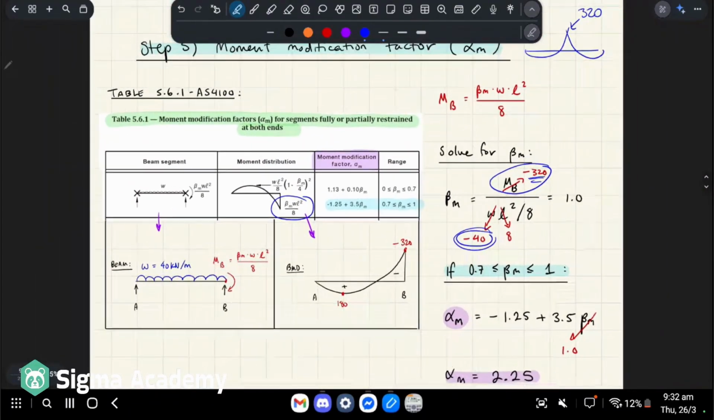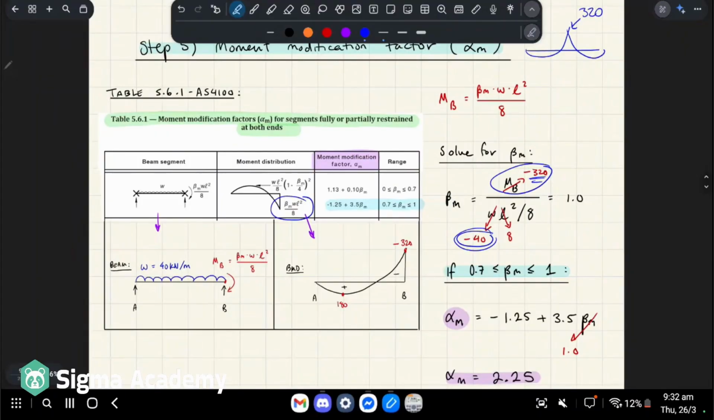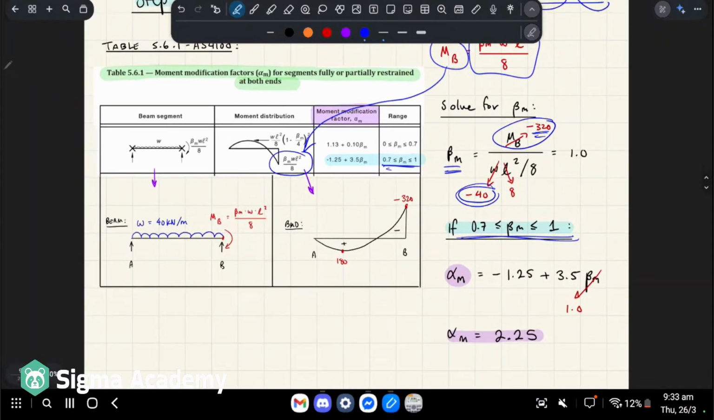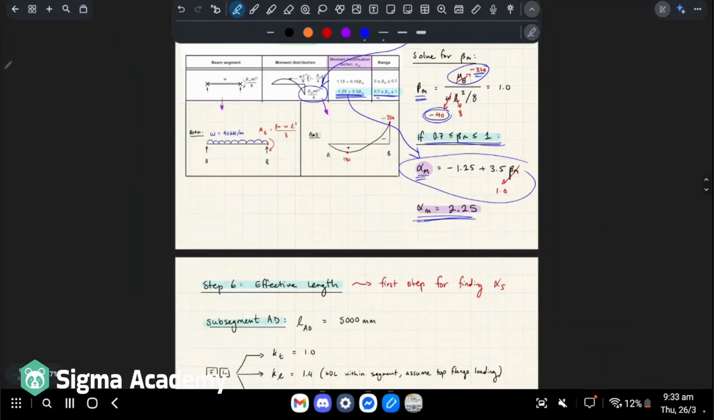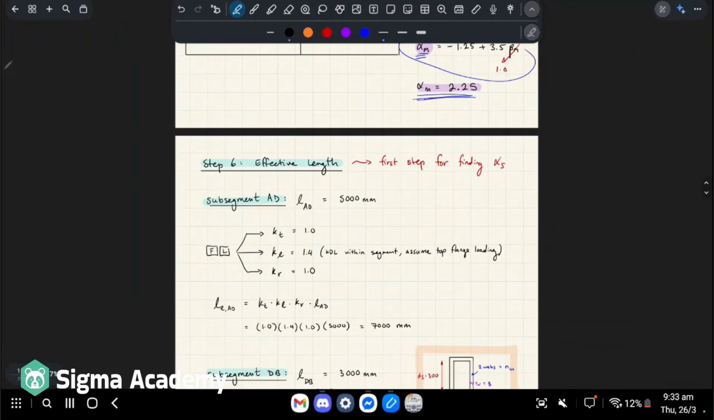Otherwise, you just follow the formula. The steps are basically the moment here is equal to the formula that I give you. Rearrange for beta m. Once you find beta m, make sure it's within the range. Otherwise, you can reset it to be within the range, and then that's how you find alpha m. You basically do this formula and find alpha m that way. And alpha m is 2.25, right? Cool.